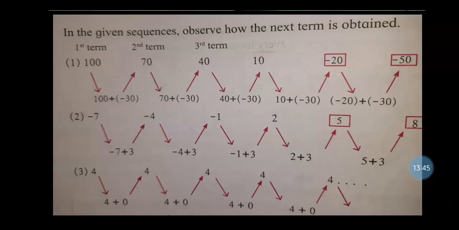Second one, -7, -4, -1, 2, and so on. Here the numbers are increasing by 3. -7 plus 3 will give you -4. -4 plus 3 will give you -1. -1 plus 3 will give you 2. 2 plus 3, 5. 5 plus 3, 8. And so on. The last one, the numbers are constant, that is 4, 4, 4. So any number added to 0, you get the number itself.